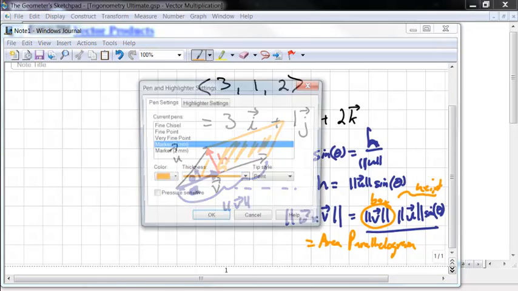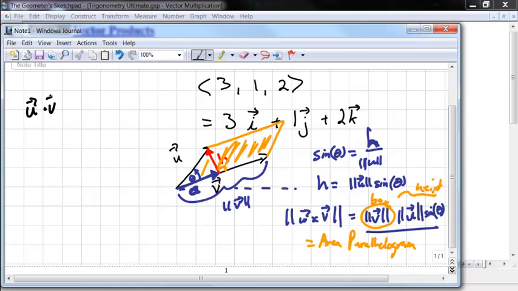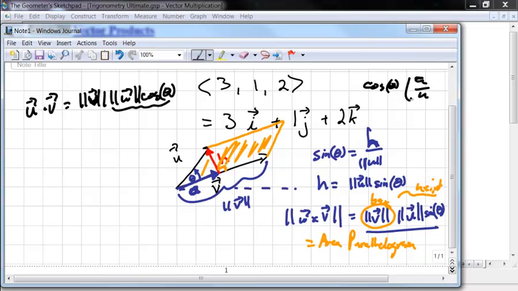On the other hand, if you're looking at the dot product, remember, it was norm of v, norm of u, times the cosine of the angle in between. Well, let's look at the picture. The cosine of the angle in between is a over the norm of u. Okay? So u times this is the length a, the blue length, and that's times the vector v.